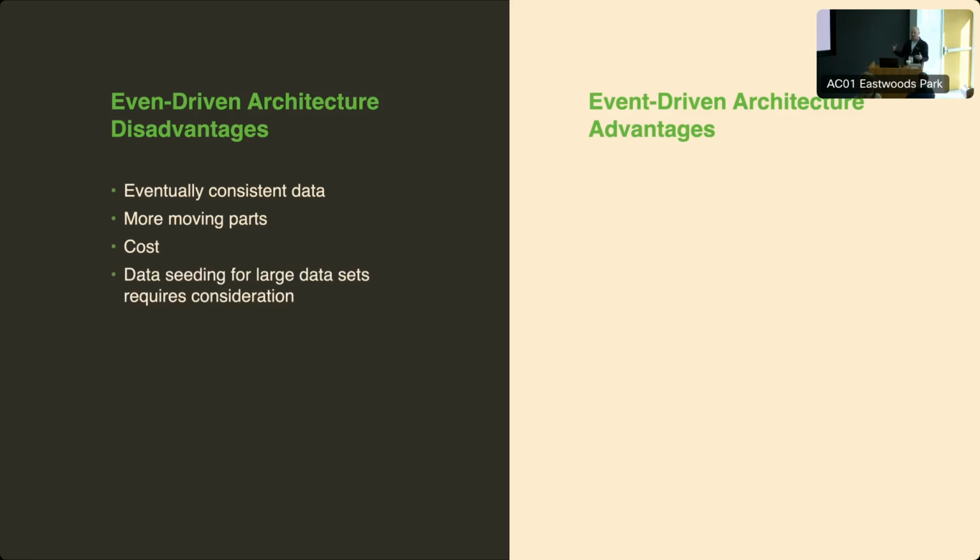Data seeding for large sets requires consideration. Because now all of my writes to the database are happening through the API, I don't just automatically have the data available in FileMaker in my solution, right? And so when you're getting this up and running, you need to seed all of that front-end data that's going to support the web solution initially through the API endpoints that are available.